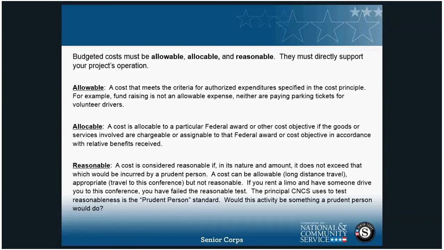Are there any other questions before I move on? One other thing before I move to the next slide: it's important to remember that if a cost is unallowable as part of the CNCS share, it's also unallowable as part of the grantee share.